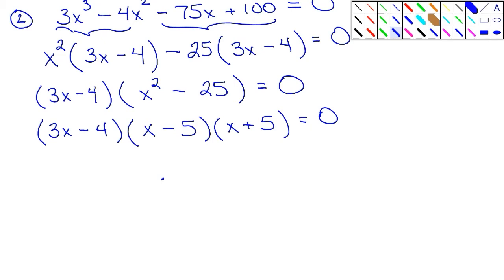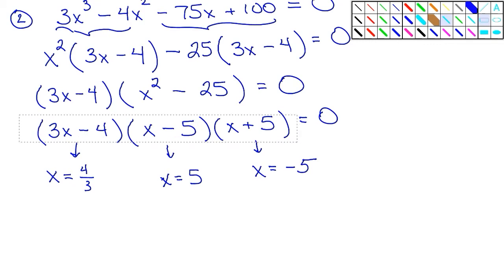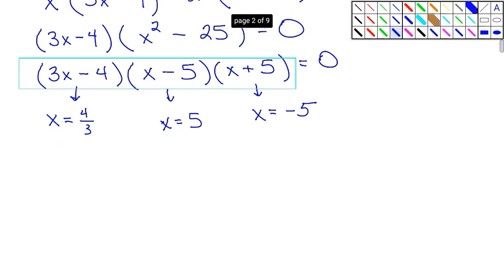Setting each of these factors equal to 0 and solving gives me x equals 4/3, x equals 5, and x equals negative 5. Now let's put a little box around this because I want to use this factored version here in a moment. I'm going to use that for something else. So let's keep track of that. Let's go ahead and create the sign chart.